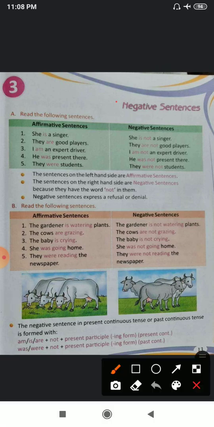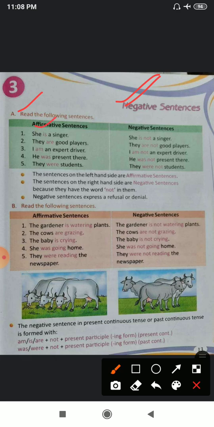First of all, students, let me tell you about a positive sentence and then a negative sentence. What is a positive sentence? A positive or affirmative sentence tells us that something happens or exists. A negative sentence tells us that something does not happen or exist. So today we are going to learn about negative sentences. You all have to read the following sentences.